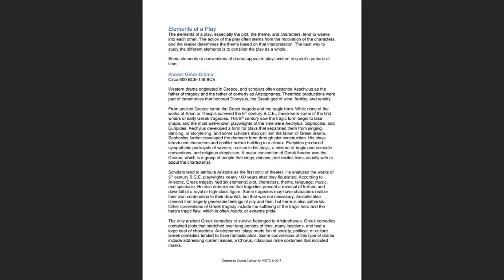He also determined that tragedies present a reversal of fortune and a downfall of a royal or high-class figure. Some tragedies may have characters realize their own contribution to their downfall, but that was not necessary. They don't need self-awareness. They could just be a tragic character. He also claimed that tragedy generates feelings of pity and fear, but there's also a catharsis, an emotional relation to the character and an emotional process that goes on in the hearts of the viewers.